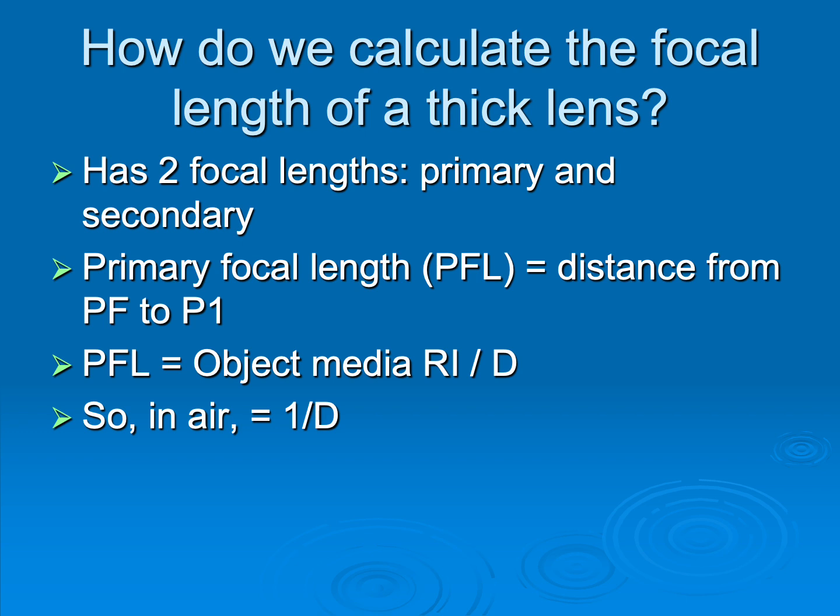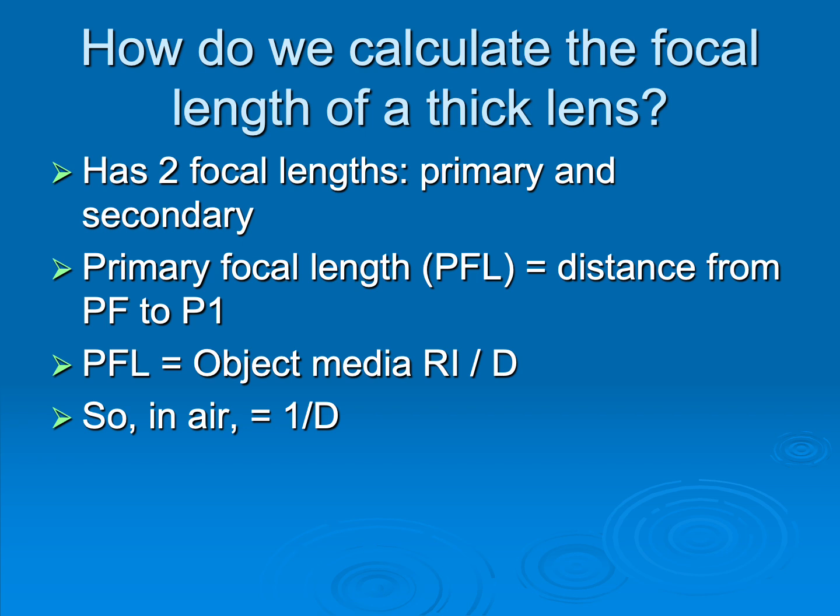So a lens has 2 focal lengths, a primary and a secondary. And so the primary focal length is the distance from that primary focal point to the front principal plane. It's also, more interestingly, equal to the object media refractive index divided by the dioptric value. Why do we care about that? Because that's how we get that inverse relationship between the focal length of a lens and the dioptric value that we've been talking about since the first lesson.